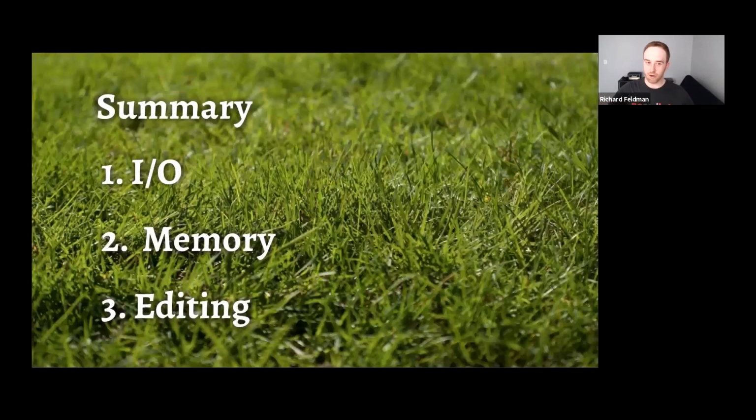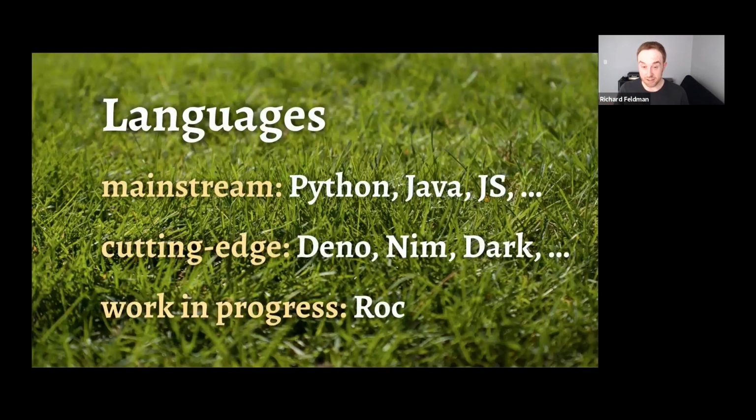Okay, so to summarize, we talked about three broad categories of edges of programming language. We talked about I/O, memory, and editing. And we talked about some mainstream languages like Python, Java, and JavaScript, and how you could tune and tweak them in some cases in user space, but quite often needing to stay in the language space. We also talked about some cutting edge languages that draw these edges in different places like Deno, Nim, and Dark. And finally, we talked about Roc, which is at this point, as of 2021, still a work in progress.